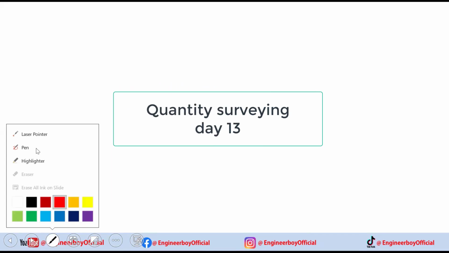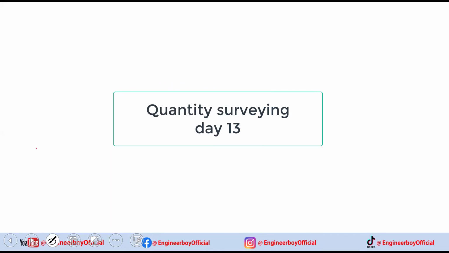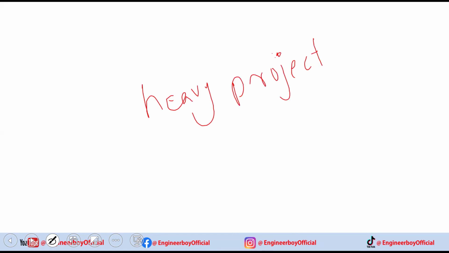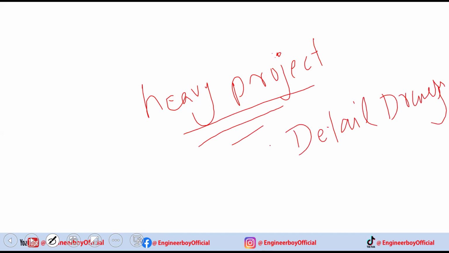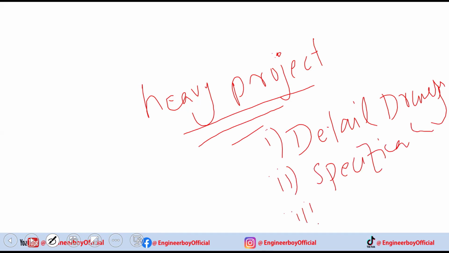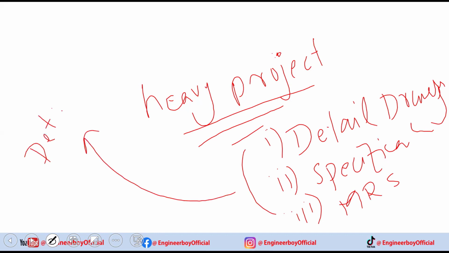In the last session, we did some analysis and a small room project. Now I need a heavy project, maybe not a small one, so you can understand everything from the basics. For that, I need detailed drawings, then detailed specifications, and then, of course, number three, we may need MRS. These three are very important for a detailed cost estimate.